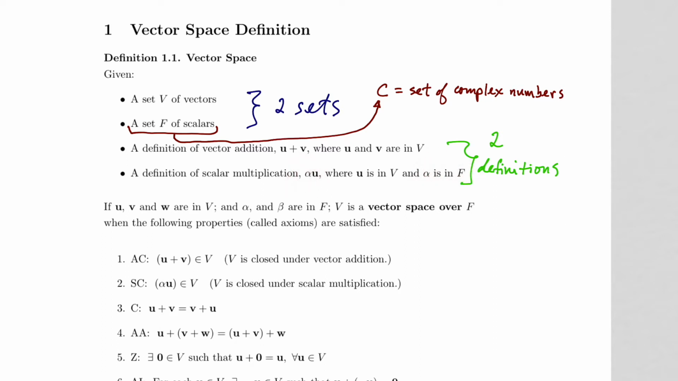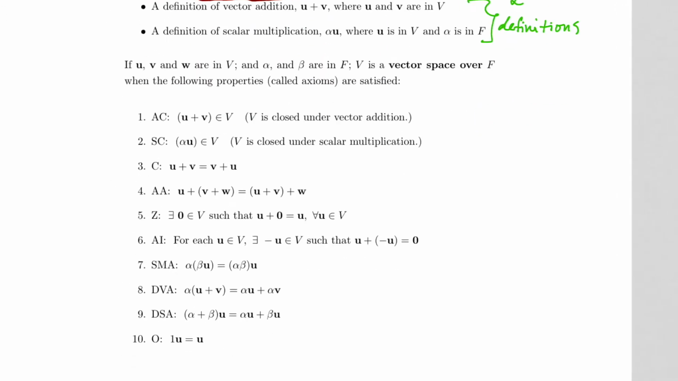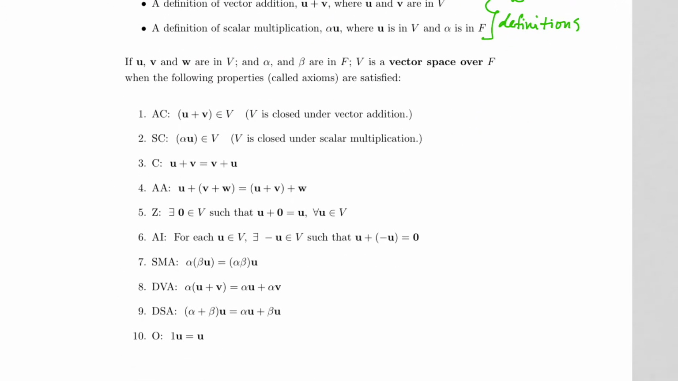vector. So with those two sets and those two definitions, we then look to see if those four objects, the two sets and the two definitions, satisfy all 10 of these equations or rules, which we call axioms. And if they do, then we have a vector space. And if any one of these is not satisfied, then what we have is not a vector space.